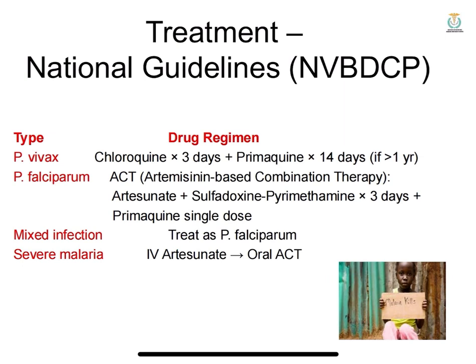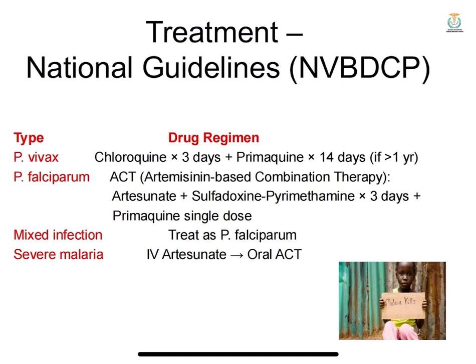If there is a mixed infection, you will always obviously have to treat it like Plasmodium falciparum. So you give ACT-based therapy with sulfadoxine pyrimethamine for 3 days, plus your primaquine single dose. Now, this mixed infection and Plasmodium falciparum treatment I've told you, it is for malaria which is uncomplicated.